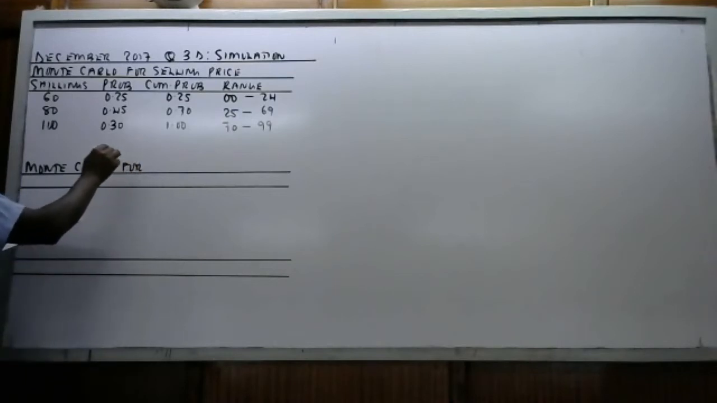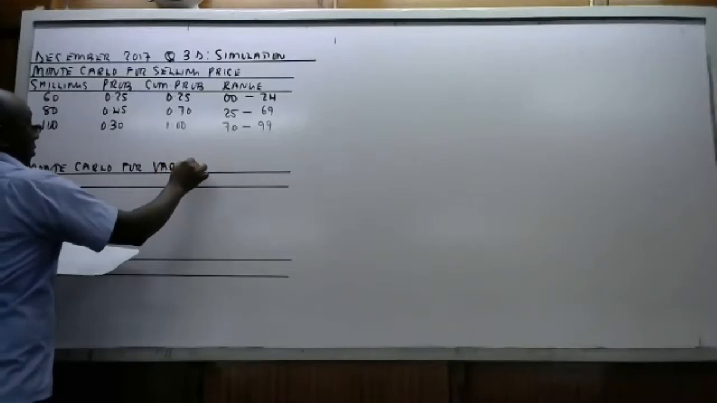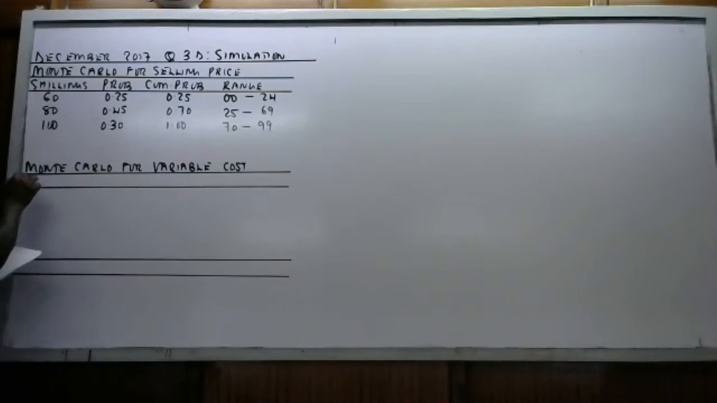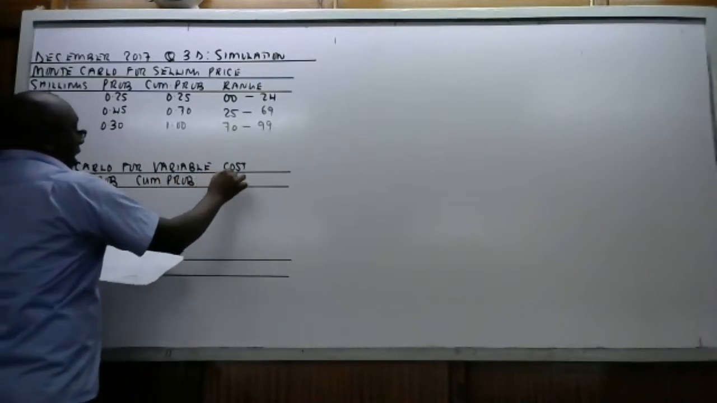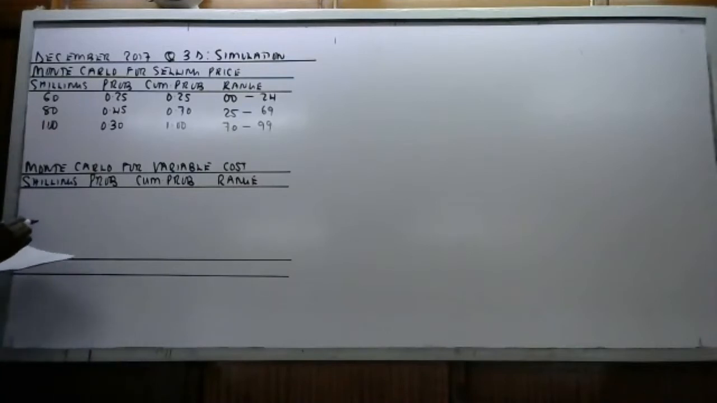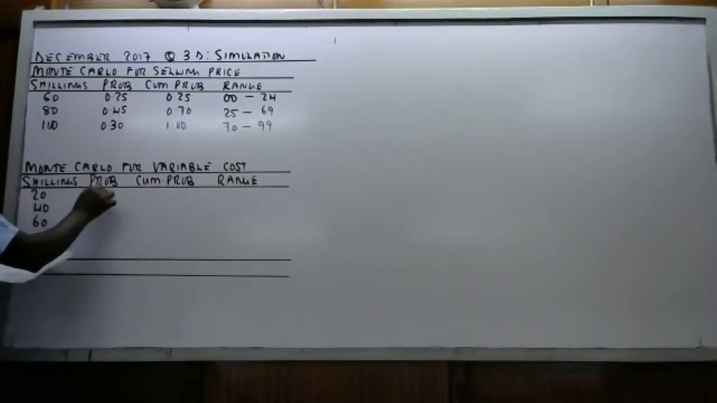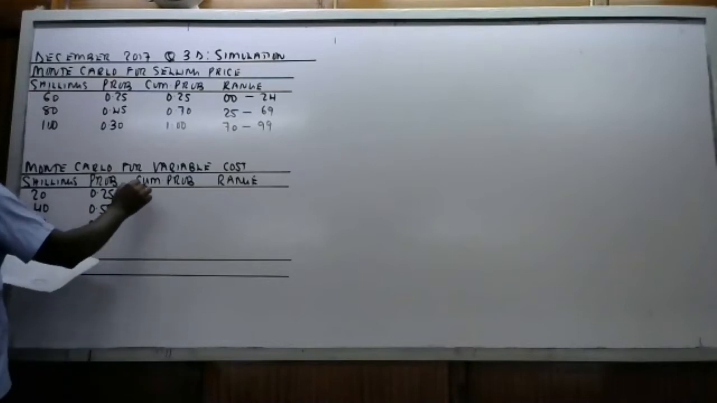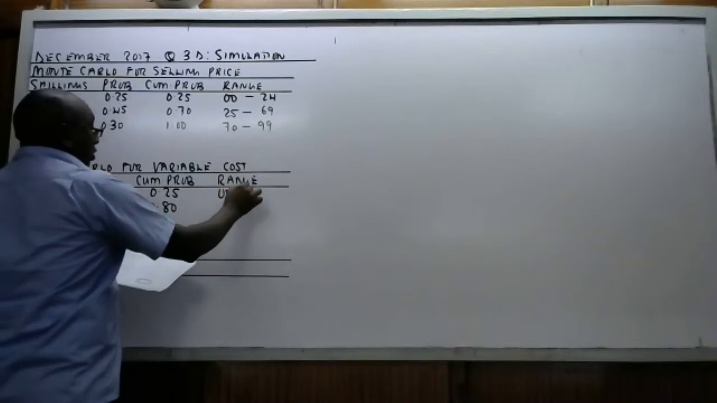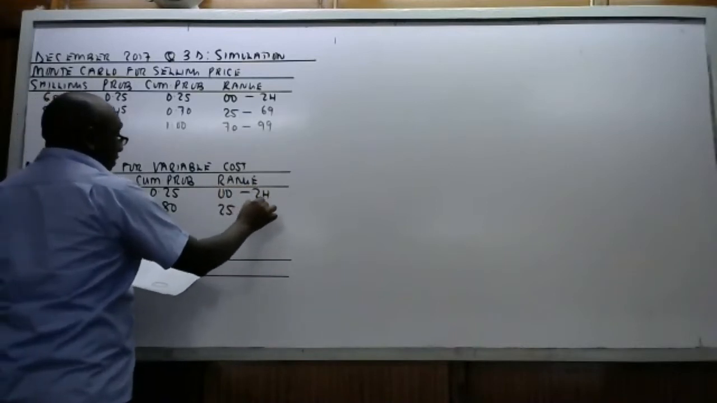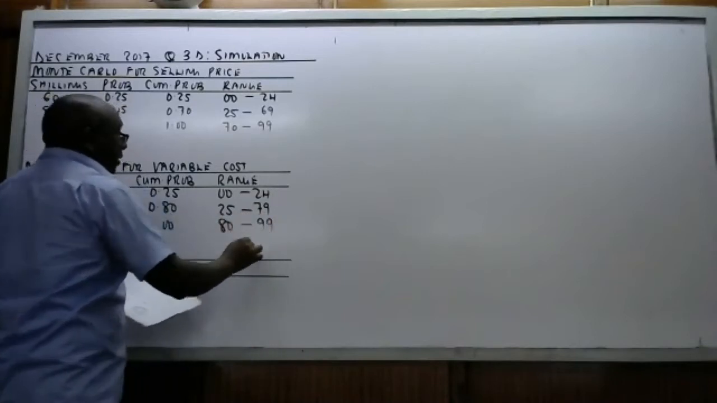Then we come and do Monte Carlo for variable costs. Again, we have shillings, the probability, the cumulative probability, and the range. So this is 20, 40, and 60. The probabilities are 0.25, 0.55, and 0.20. So 0.25, 0.80, and 1. The ranges are 00 to 24, 25 to 79, 80 to 99.